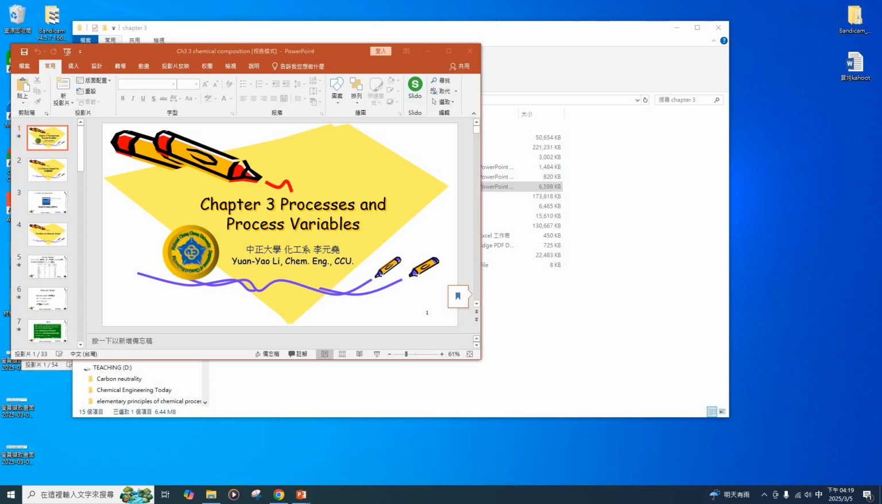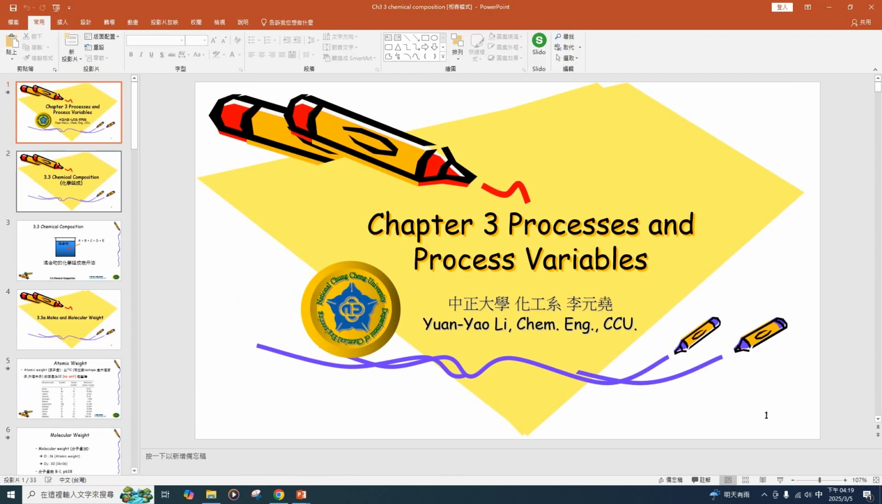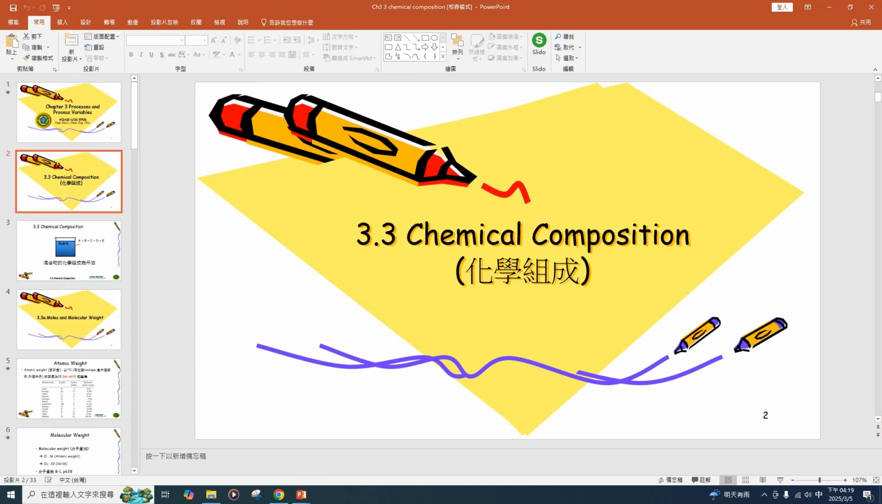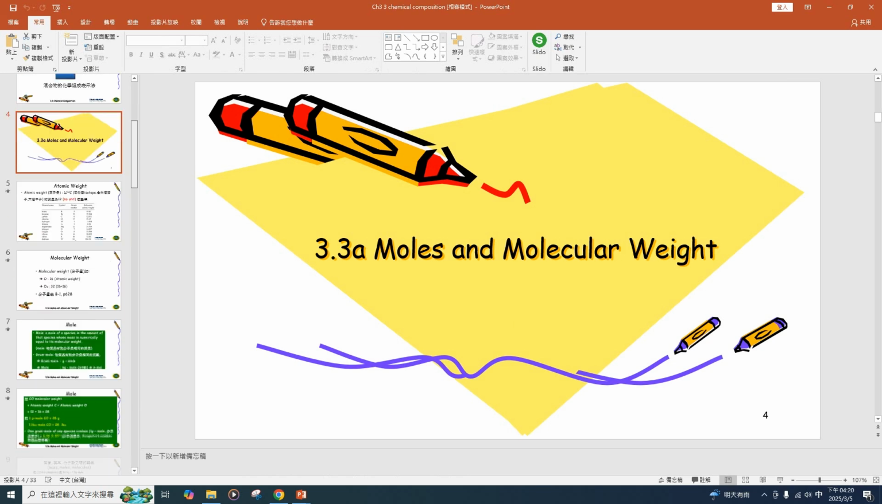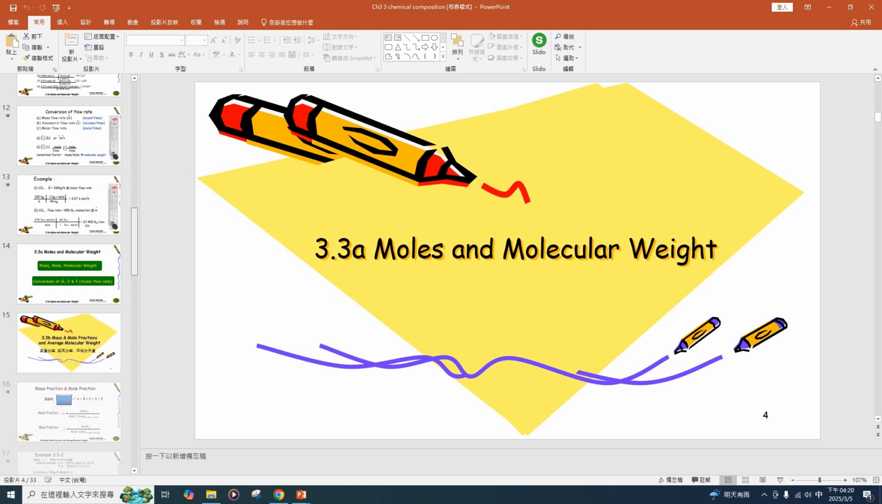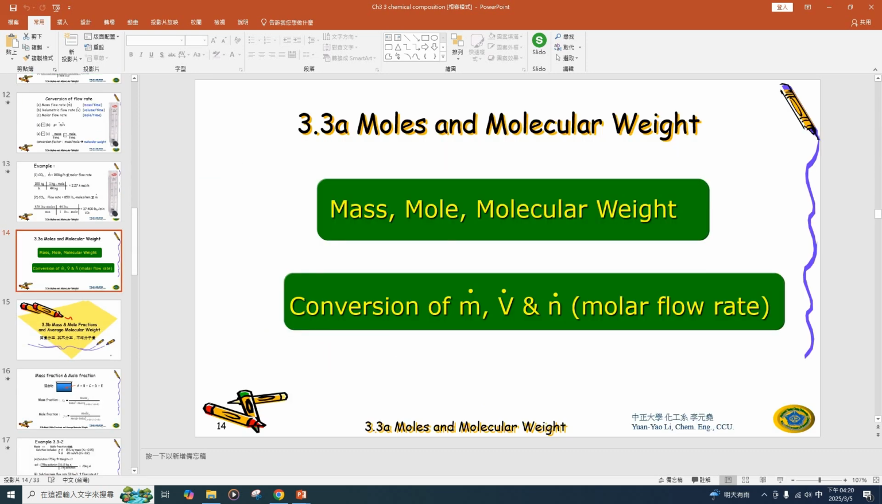After that we went to section 3.3, which is the chemical composition of fluids. It can be in a gas phase, for example oxygen, nitrogen, carbon dioxide, or helium. So you need to know how to address the composition. First of all, we learned moles and molecular weight. Remember? For mass and mole, the conversion factor is molecular weight, right? From mass to mole.